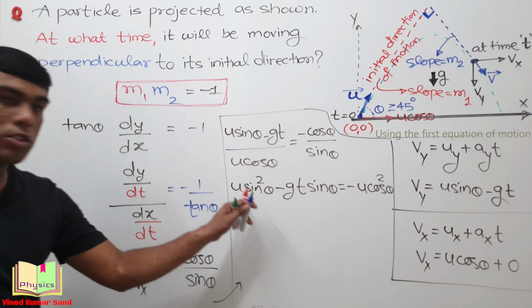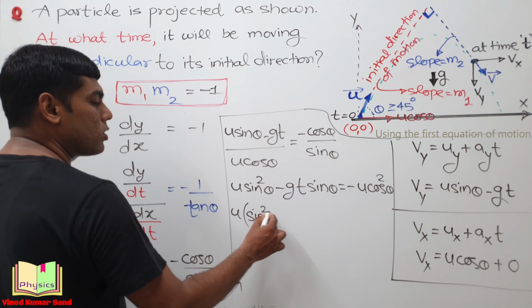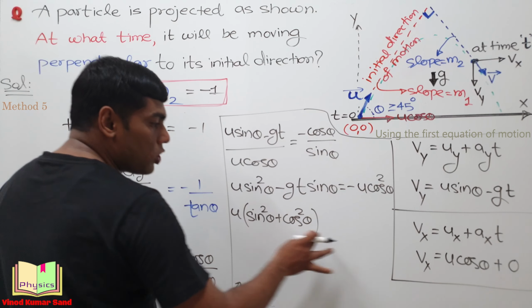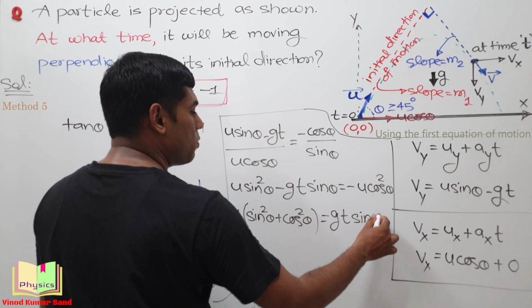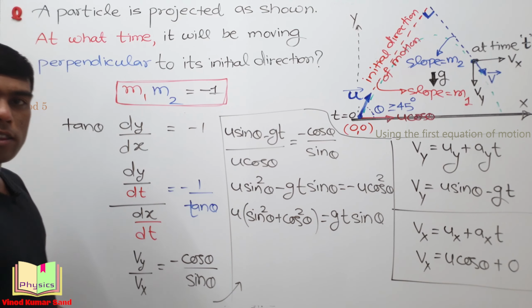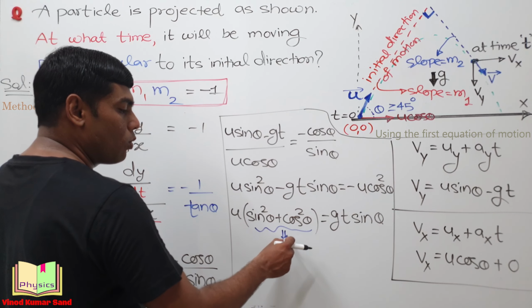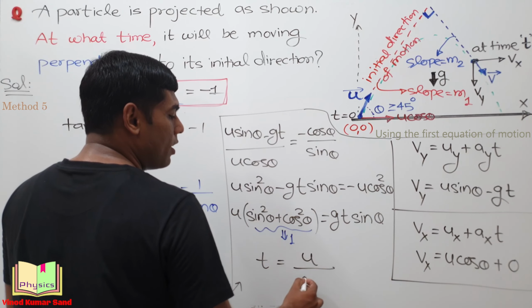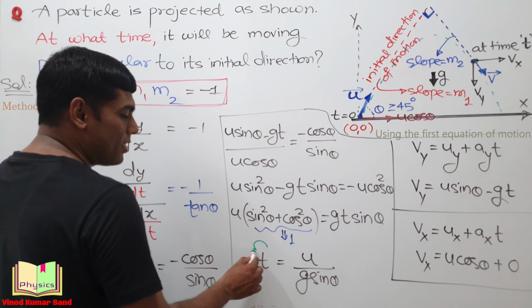Now, shifting this u cos square theta here and taking u common, we are left with sin square theta plus cos square theta. Shifting the gt sin theta to the RHS, so it will look like this. Sin square theta plus cos square theta, everyone knows, is equal to 1. So here we get the expression t is equal to u by g sin theta. Again, the same result.